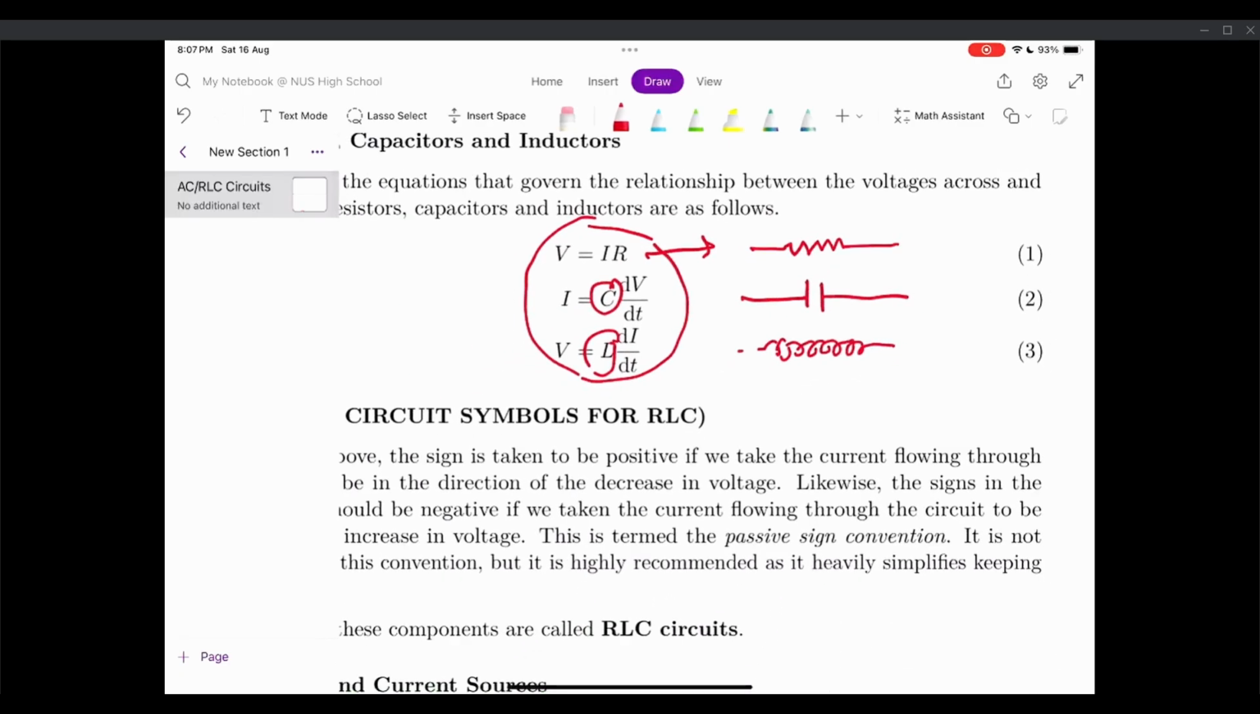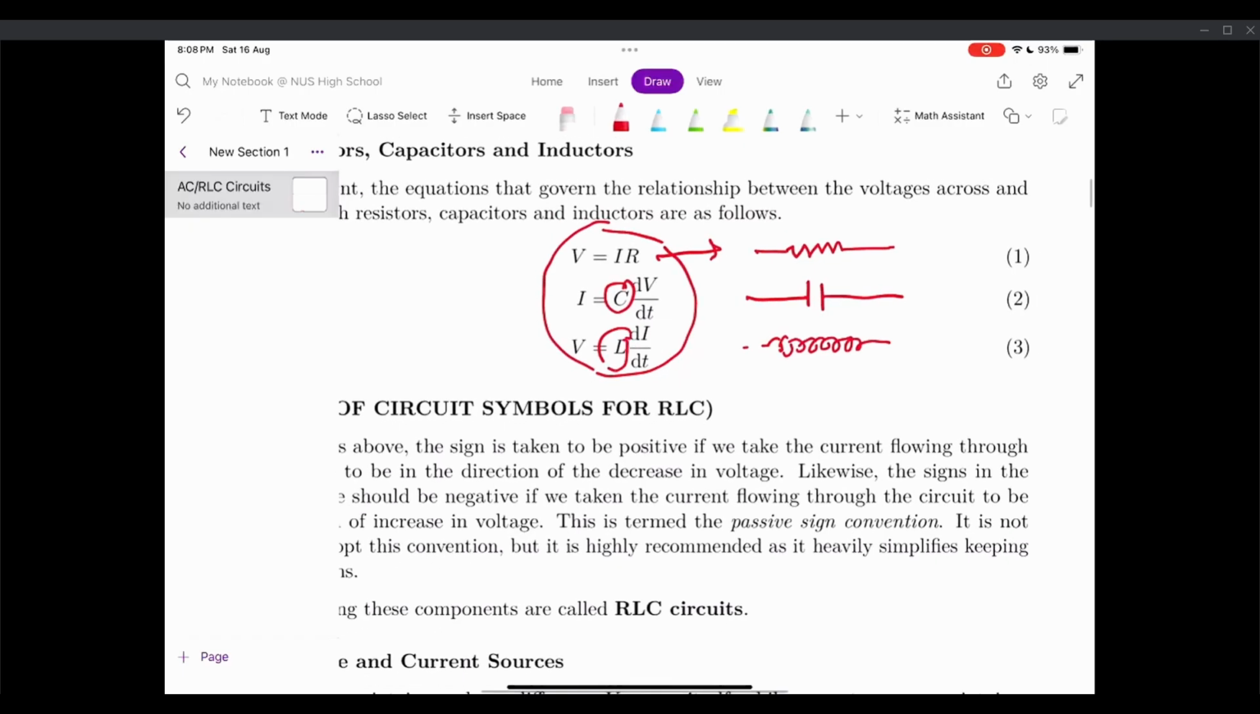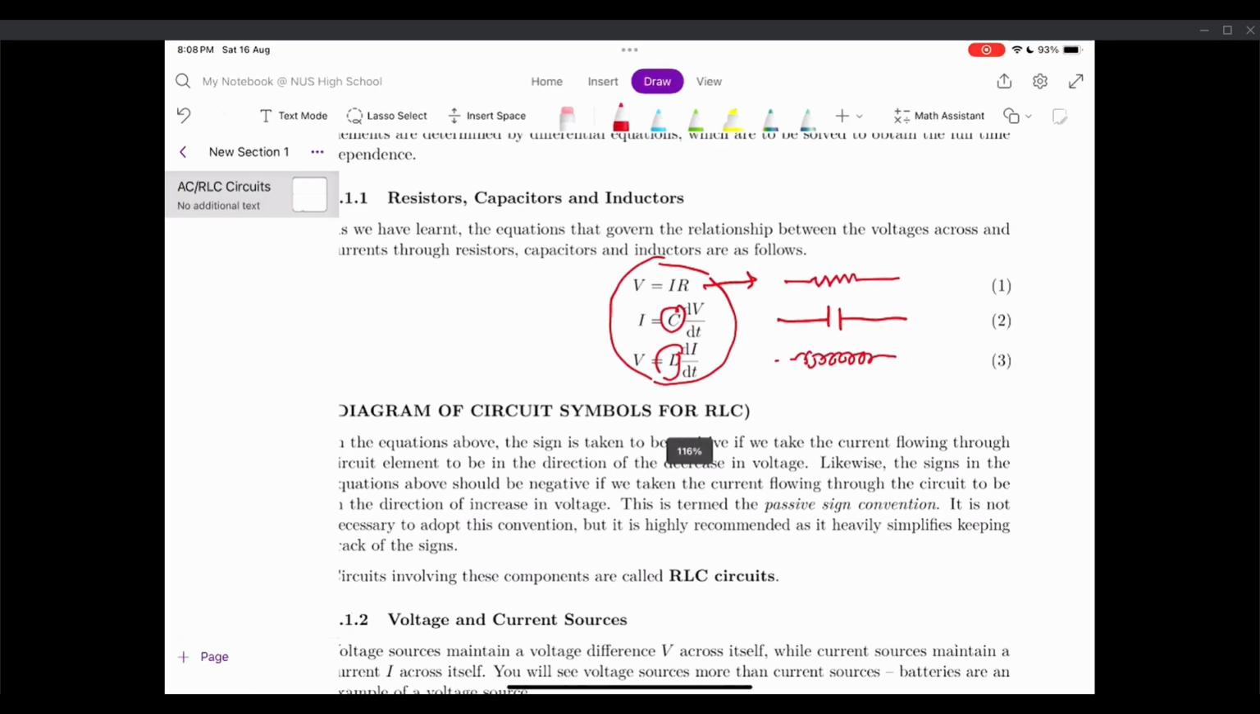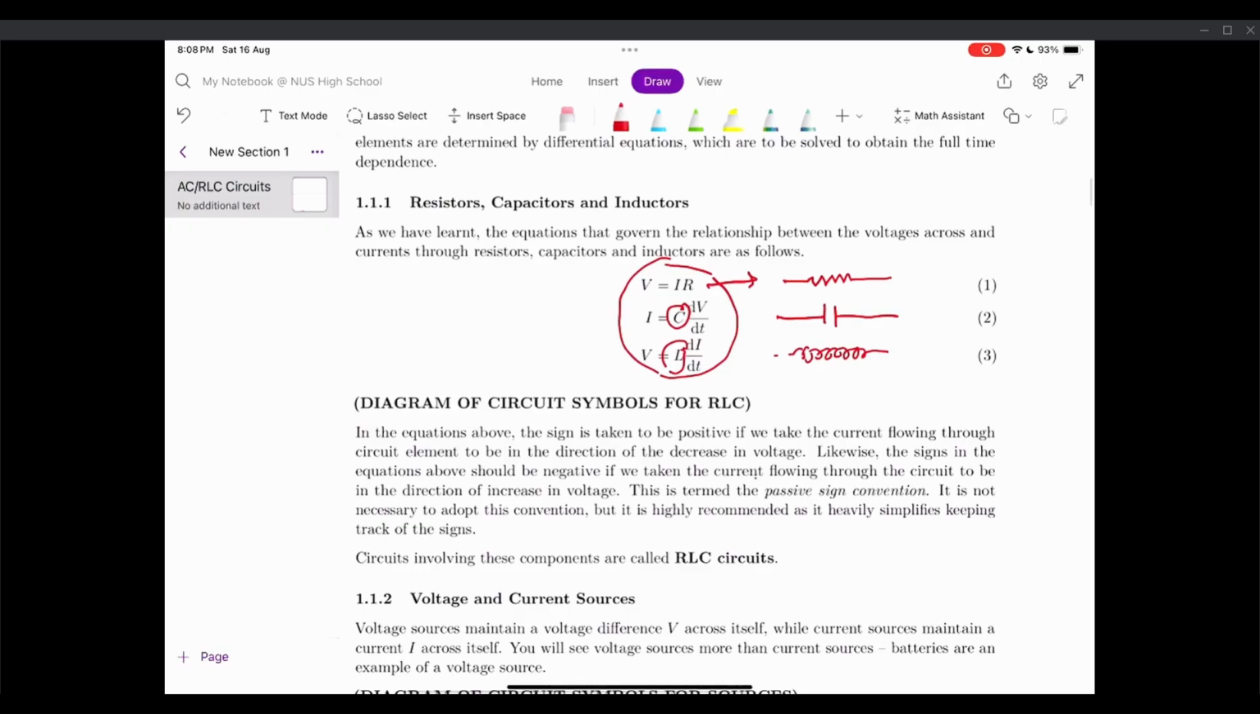So these are how they're interpreted. And you need to memorize these equations. Usually there is a sign convention which you need to take note of. It's not strictly necessary, but if you want to keep to these equations, then it's really important to know something which we call the passive sign convention.